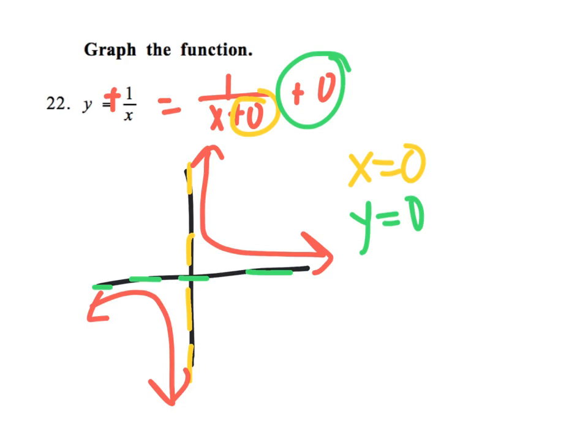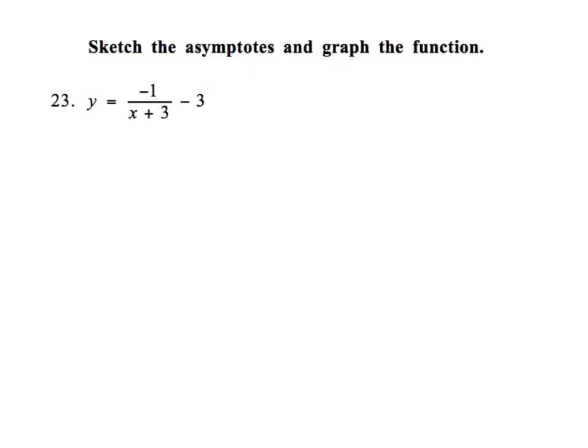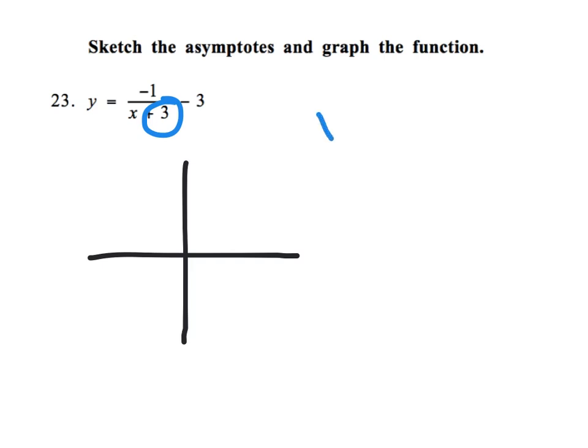All right, let's look at the next one. The next one says sketch the asymptotes and graph the function. We're doing the same thing as we did in the last one. We're going to have our x and our y. For your x asymptote, you're going to have x equals the opposite of what's on the bottom, so negative 3, and that's going to be your vertical one. So I'm going to go over 1, 2, 3, and we're going to draw a line straight up and down.